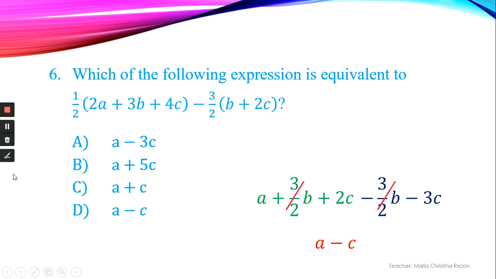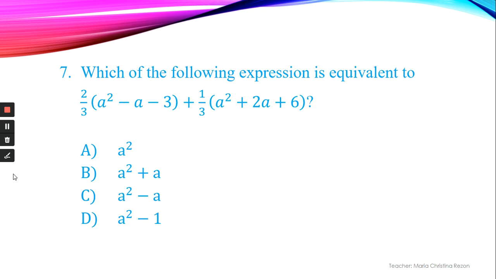Then let's have question number 7. Which of the following expressions is equivalent to 2 over 3 times the quantity a squared minus a minus 3, plus 1/3 times the quantity a squared plus 2a plus 6? All we need to do is distribute 2/3 to all of these terms here, and then 1/3 to all of these terms. Then we combine like terms. So this is what's going to happen there.